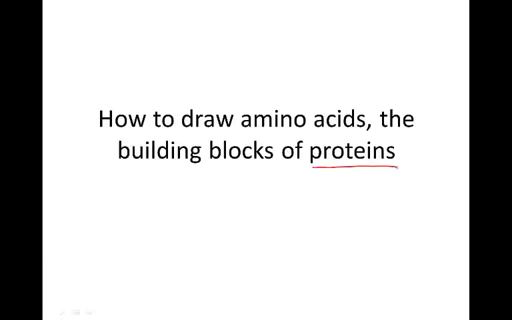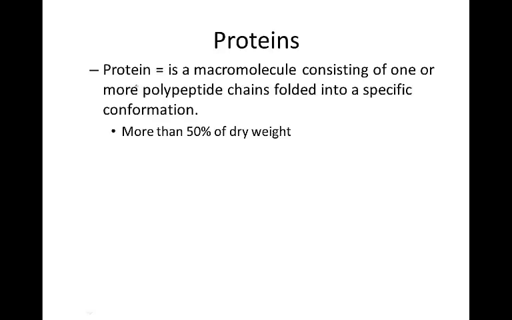So there are four core organic molecules found in living things: carbohydrates, proteins, lipids, and nucleic acids. So we are looking at the building block amino acids of one of those four, which is proteins. So proteins are macromolecules, or large molecules, that consist of one or more polypeptide chains.